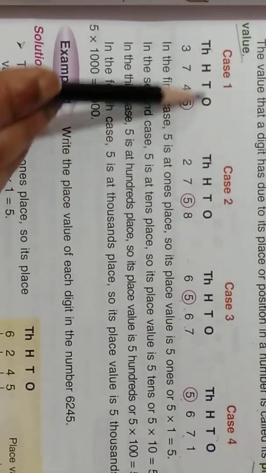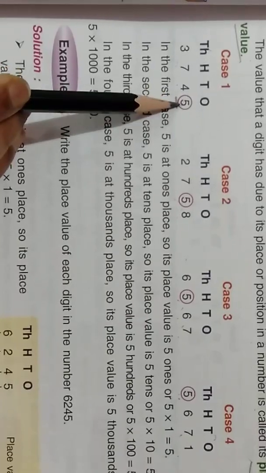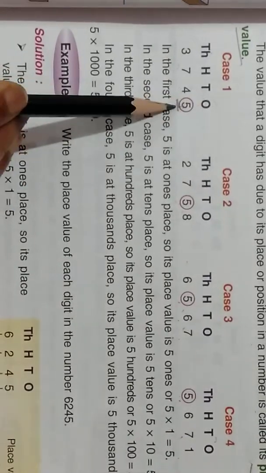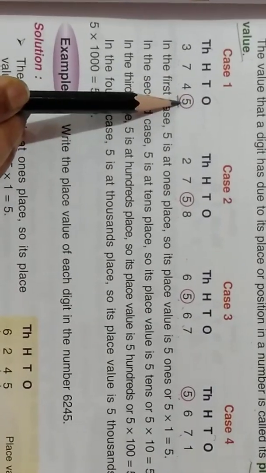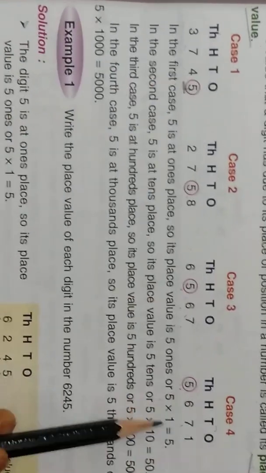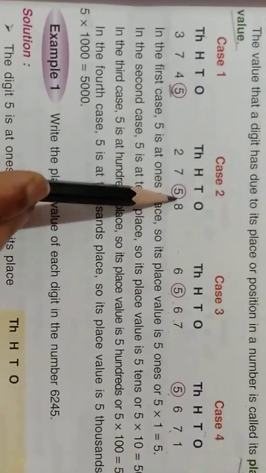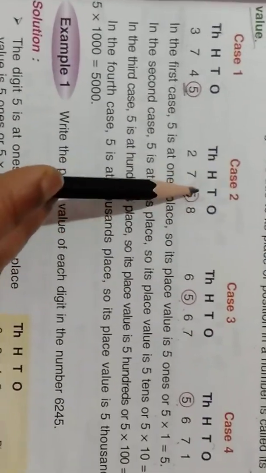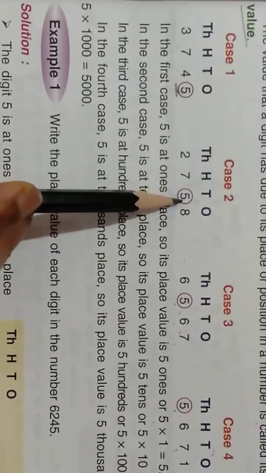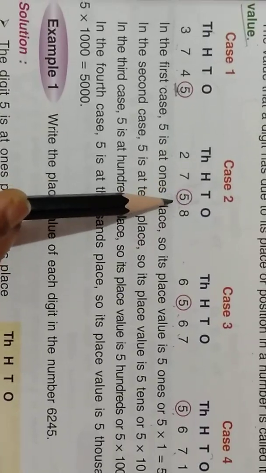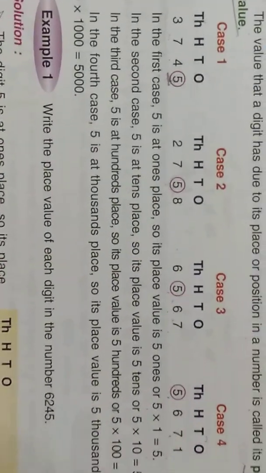For example, in first case, what is the place value? What place is the 5 in? It's ones place. So 5 will remain as 5 into 1, that is 5 only. Now in case number 2, what is the place value? 5 is at what place? It is at the tens place. So what are we doing? 5 into 10, that is 50.